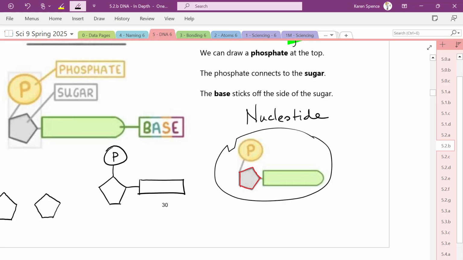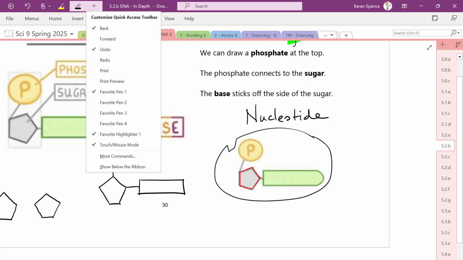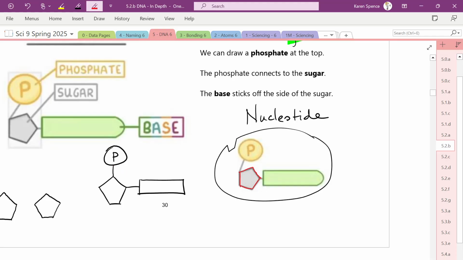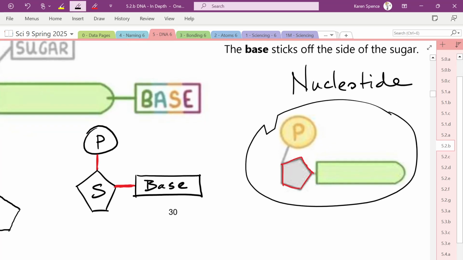So draw a pentagon. One line comes out the top. One line goes out the side. Circle on the top. Rectangle on the side. Phosphate, sugar, base. The end does not have to be rounded. You can draw it as square, you can draw it as rounded, you can draw it as a triangle, it doesn't matter, okay?